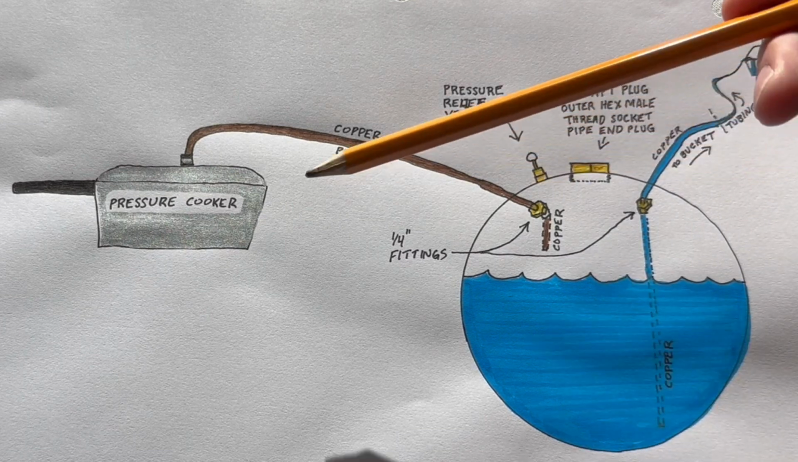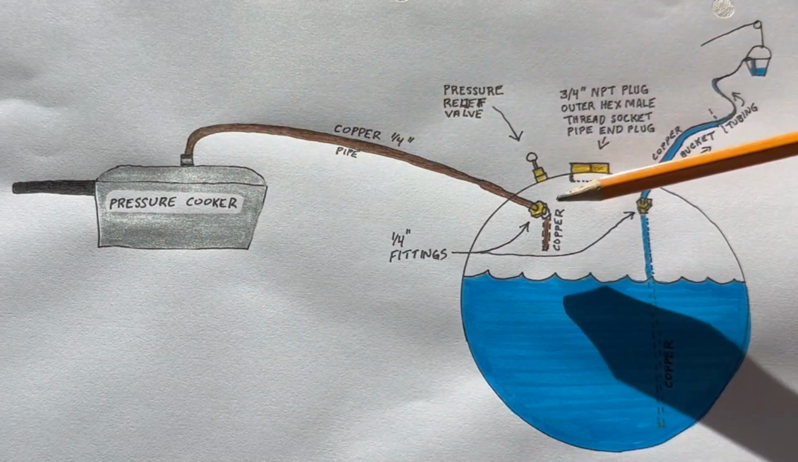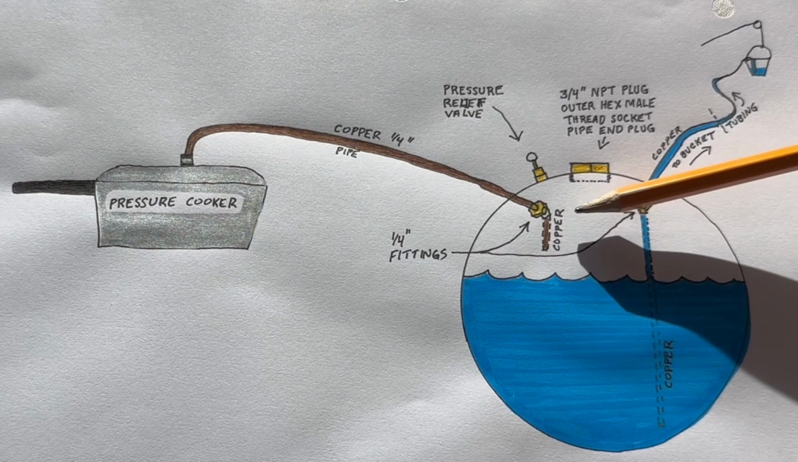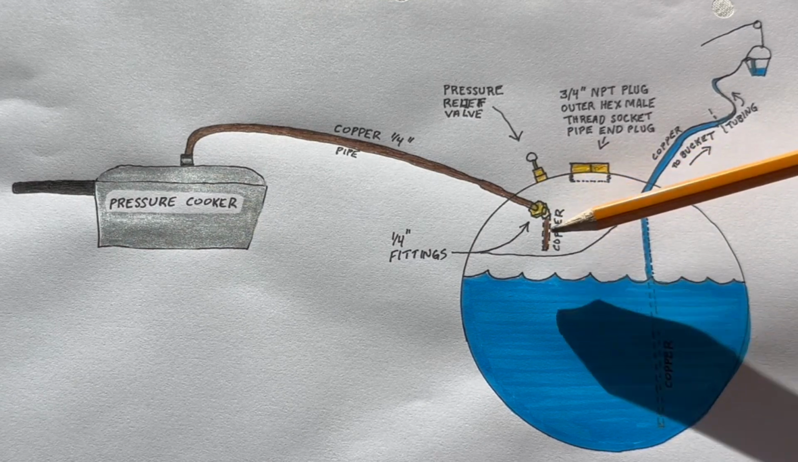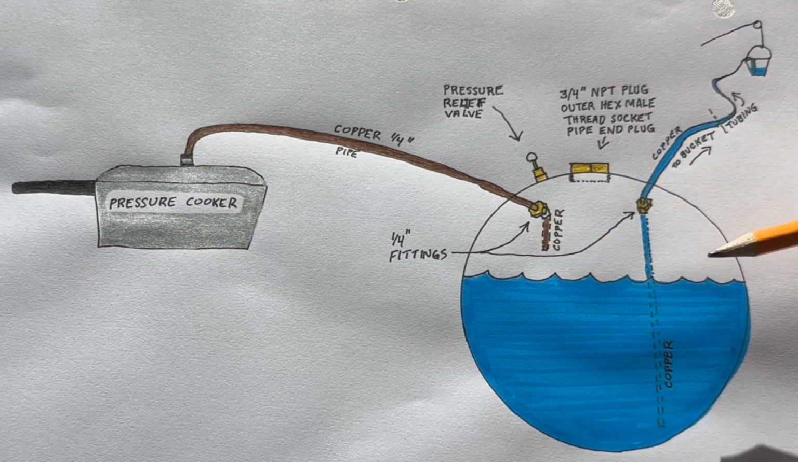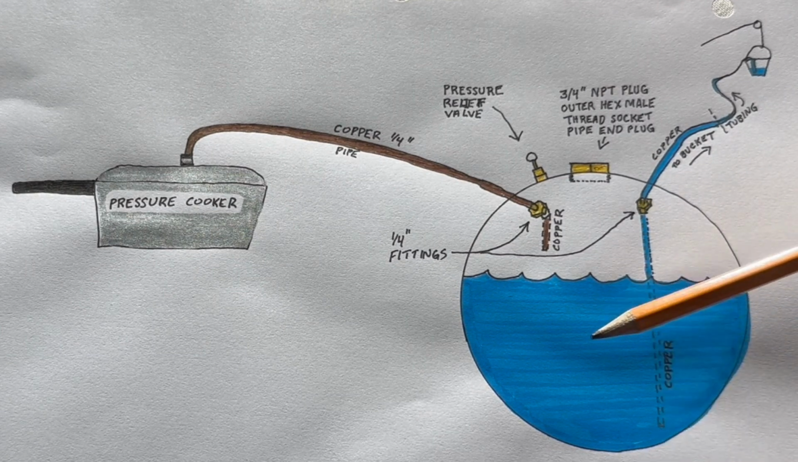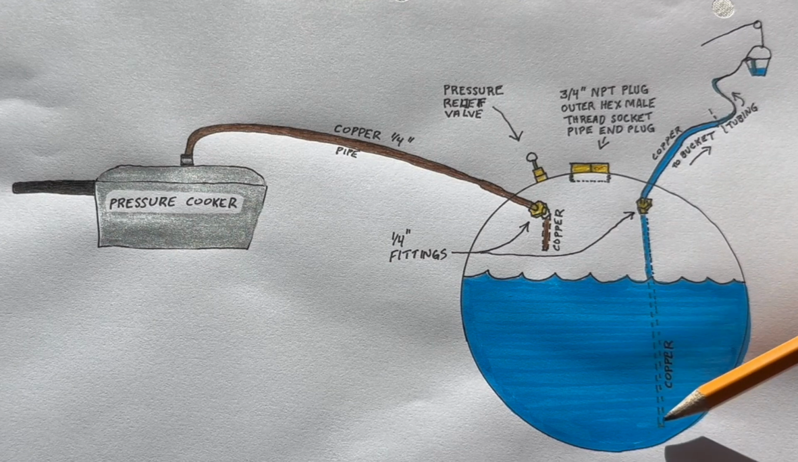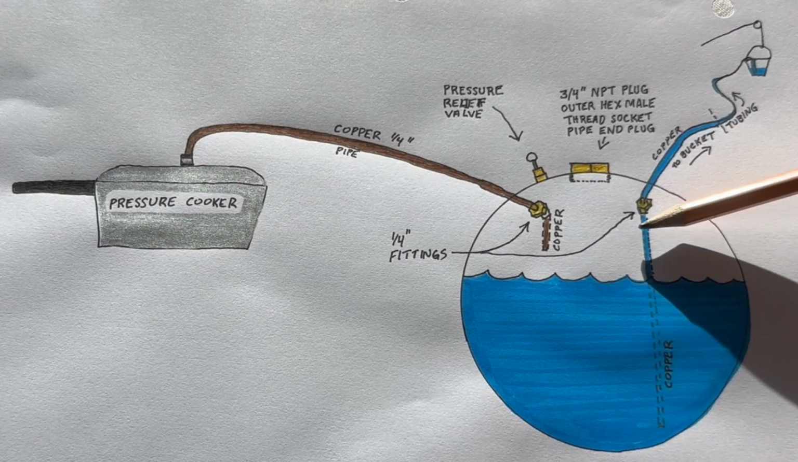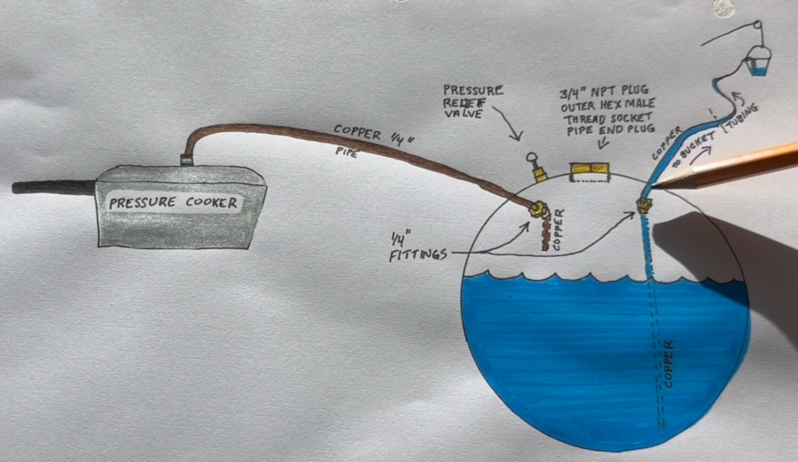So let's see, the pressure cooker is pushing steam into the sphere. It empties at the top above the water line, and below the water line there's this copper tube. So the water pressure is building up and it's forcing the water to go through the only outlet up to the bucket.